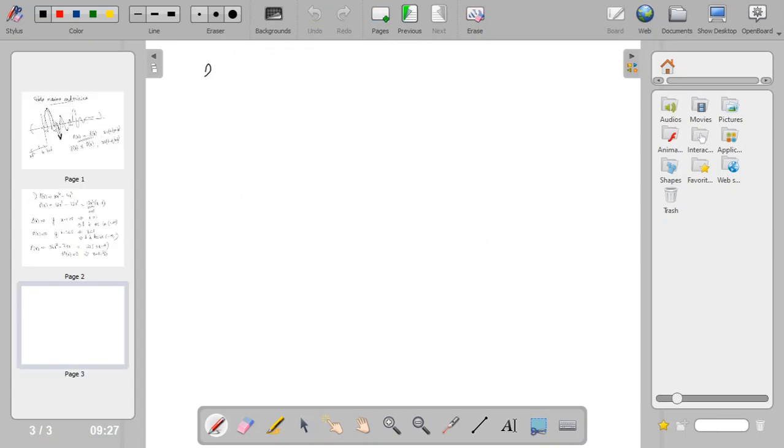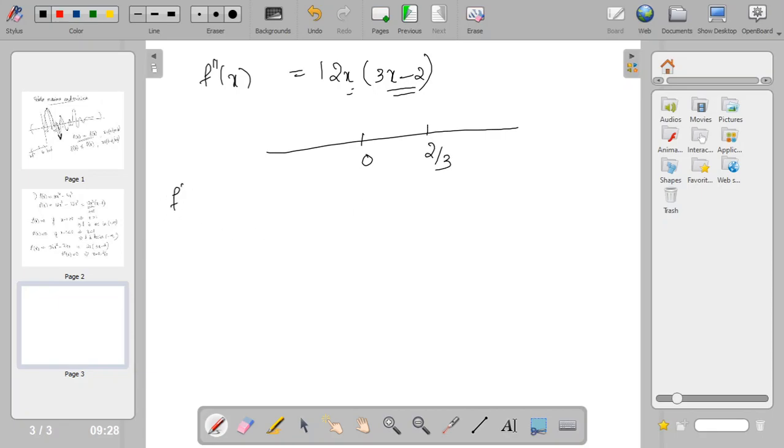So f double dash of x we got is 12x into 3x minus 2, and now you have a product of two functions, x and 3x minus 2. Okay, so these are the points 0 and 2 by 3. So f double dash of x will be greater than 0.